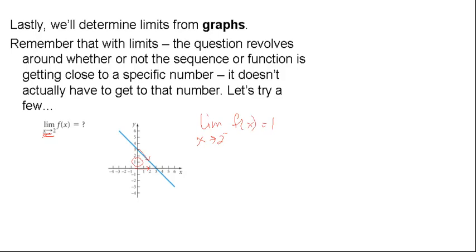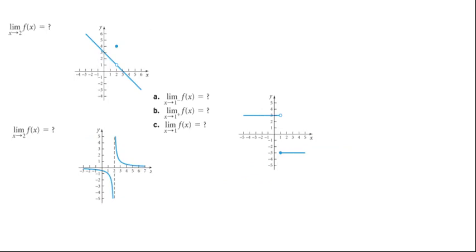And then what happens as we approach from the right? So as I get closer and closer to 2 from the right-hand side, what happens to my y values? They're getting closer and closer to 1. So the limit as x approaches 2 from the right is also 1. So since these are the same, this implies that the limit as x approaches 2 of our function is 1, and that would be our final answer. Okay, so we want to check that they're the same from the left and the right when we're looking for the limit. Okay. Let's try a couple more.